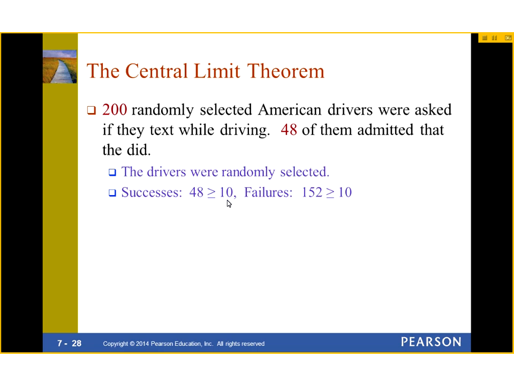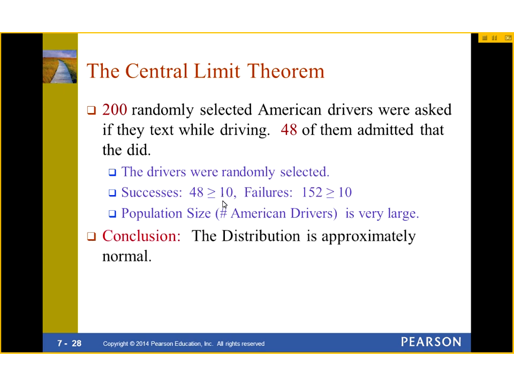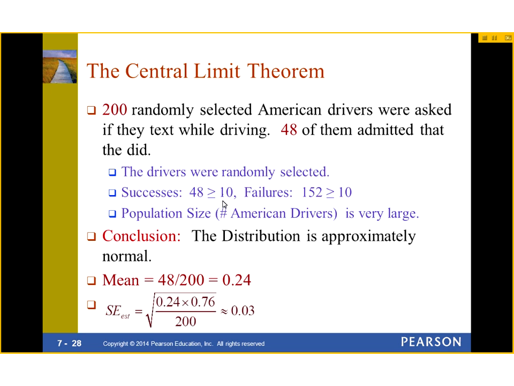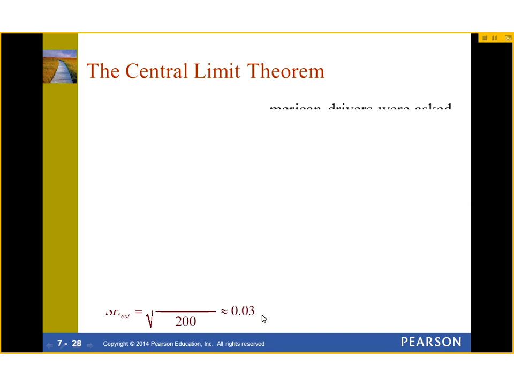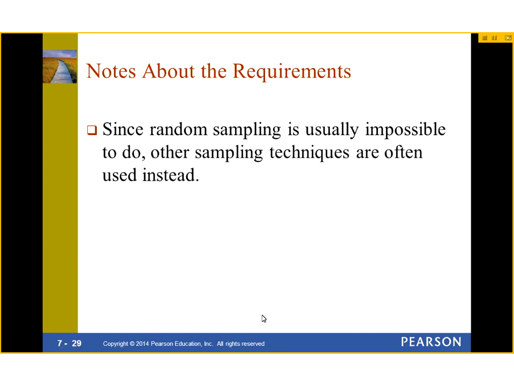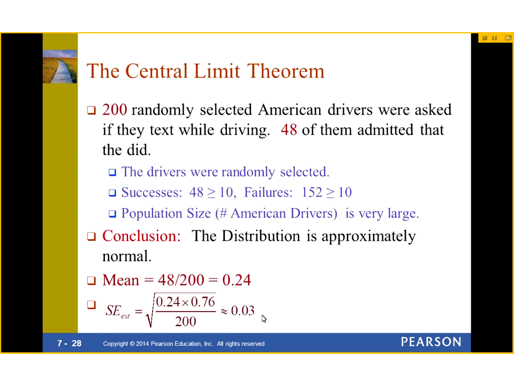Okay, the population of American drivers is very large. It has to be greater than 2,000. So we can conclude that this distribution is approximately normal. How do we find the mean? Well, it's just the number of successes over the total number in our sample, which gives us 24%. And the standard error is the square root of p times 1 minus p divided by 200, or approximately 0.03. Okay. So we were able to use the central limit theorem.